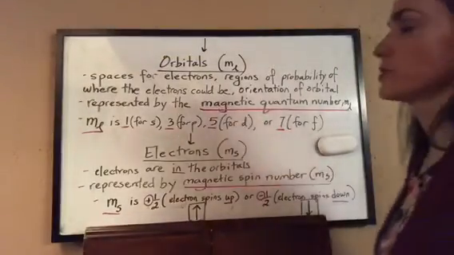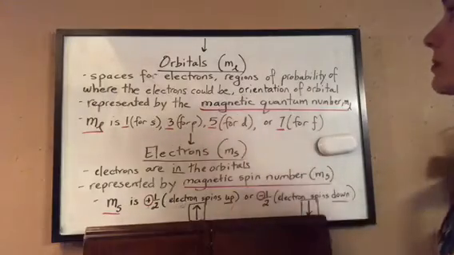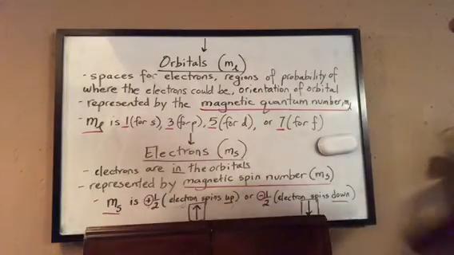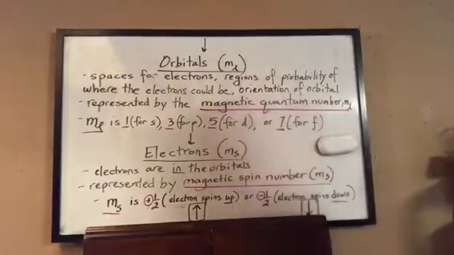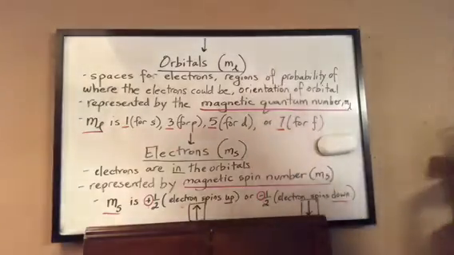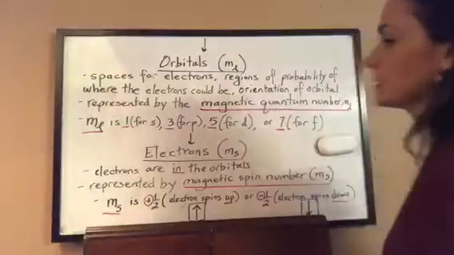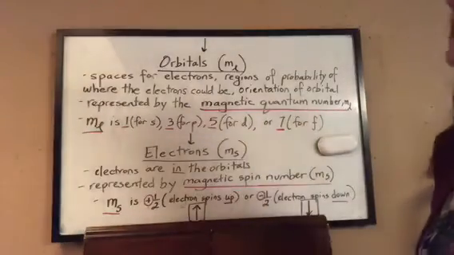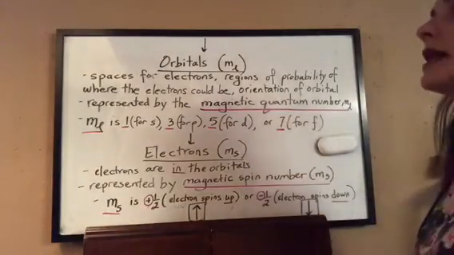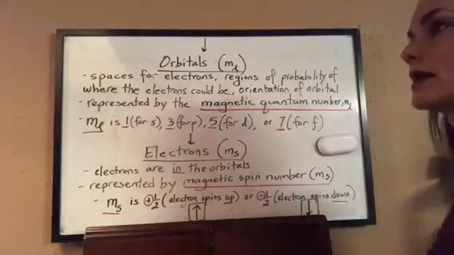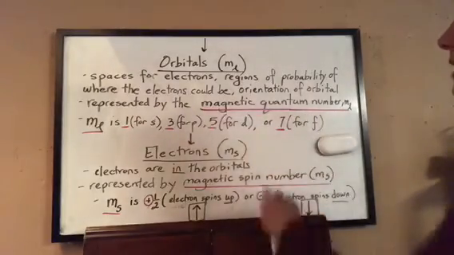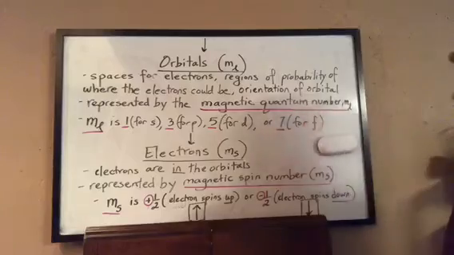Within the sublevels, we have the orbitals. And the orbitals are designated with the quantum number m sub l. The orbitals are spaces for electrons. They're regions of probability of where the electrons could be. The magnetic quantum number m sub l gives the orientation of the orbital. Is it oriented along the x, y, z axes? Is it oriented along the x-axis, the y-axis, the z-axis? It's represented by the magnetic quantum number m sub l.